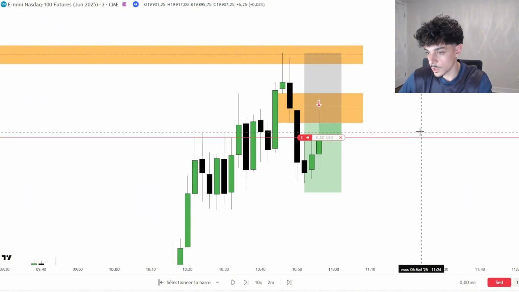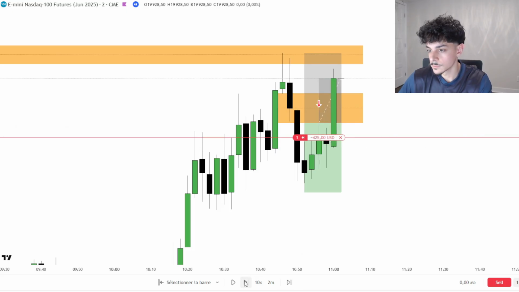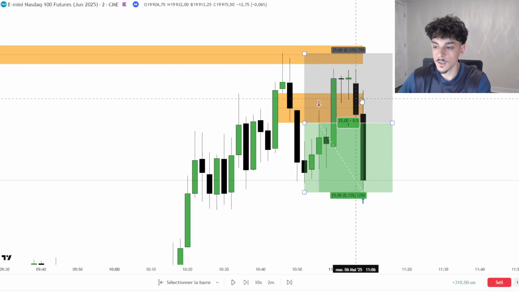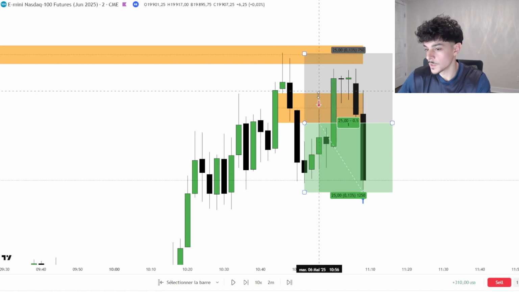So right here on this candle, this is where you would get filled. And right here, this is where you would take out your profits. It took 10 minutes to hit, but this was the play.